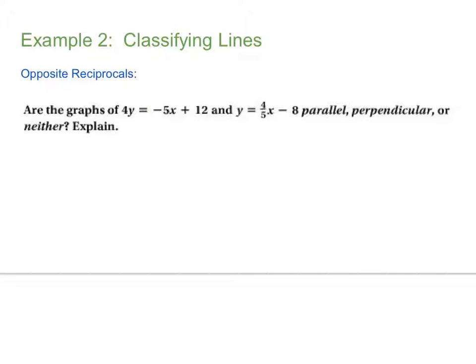Classifying lines. Another name for when you multiply two numbers and get a negative 1 is opposite reciprocals. So opposite reciprocals, two numbers whose product is negative 1.